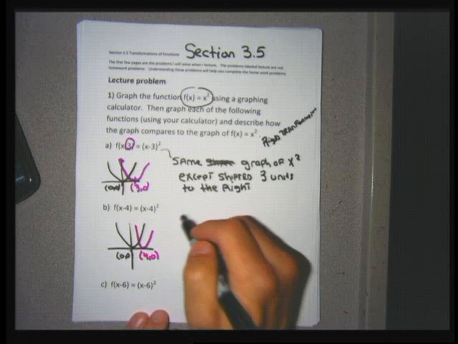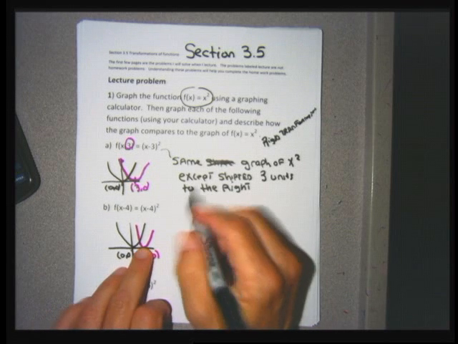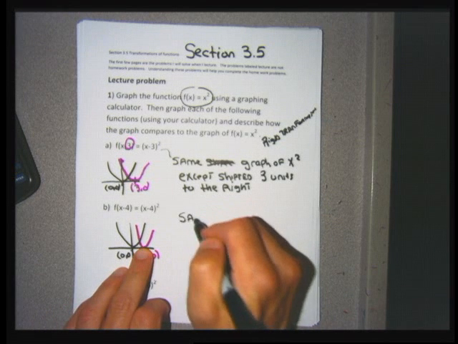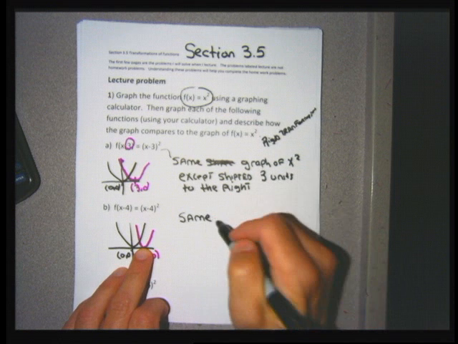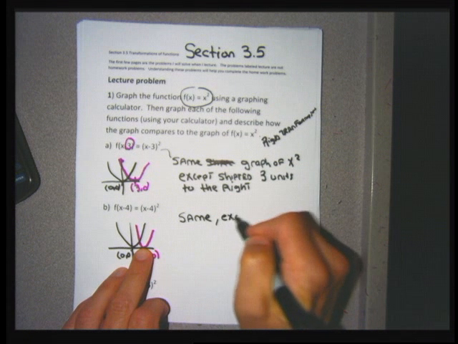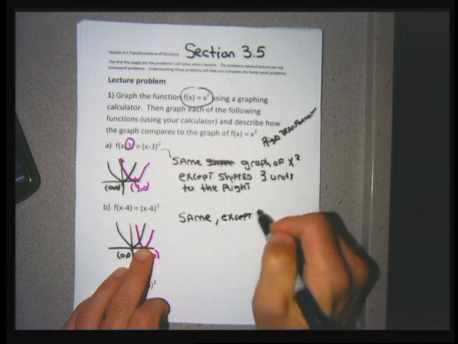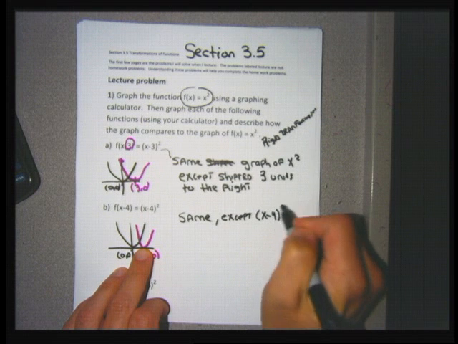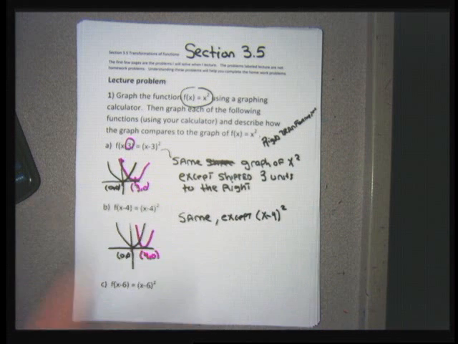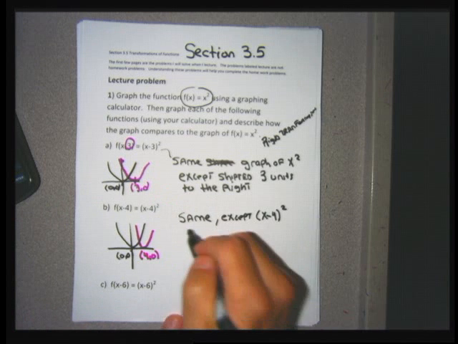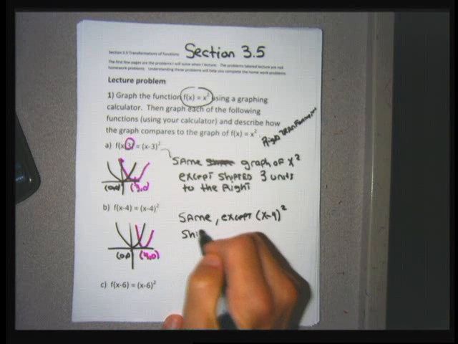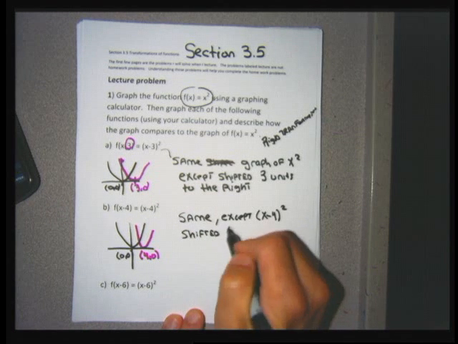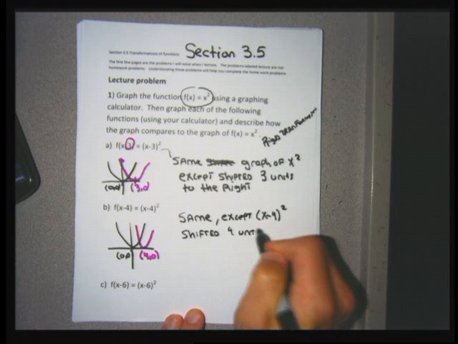So how do the graphs compare? They're exactly the same, except the (x minus 4) squared graph, I'm just using slightly different words just so you don't have to use the same words as me, is shifted or moved 4 units to the right.